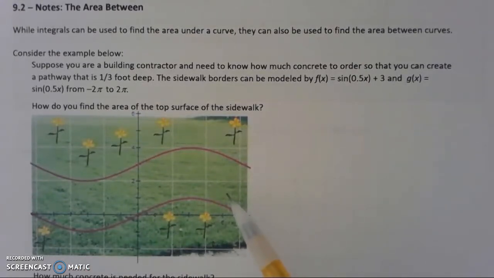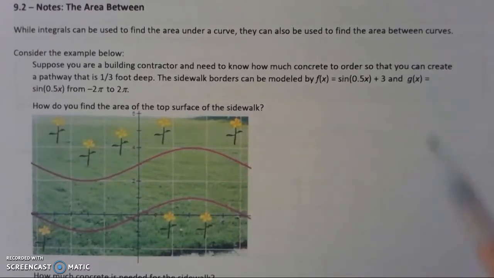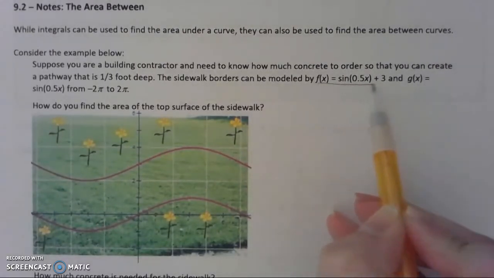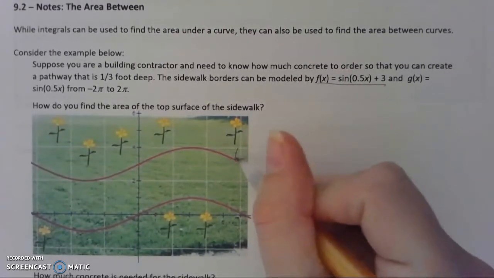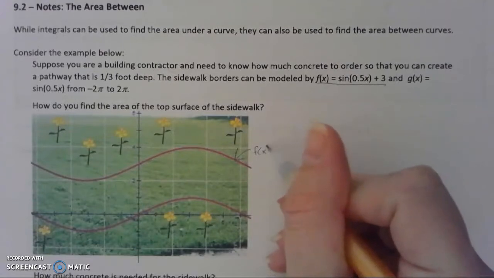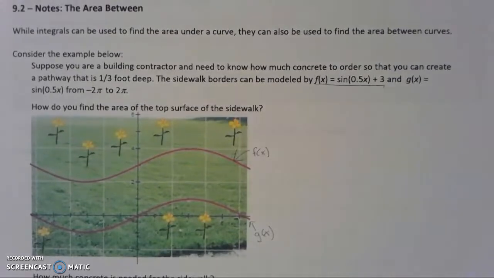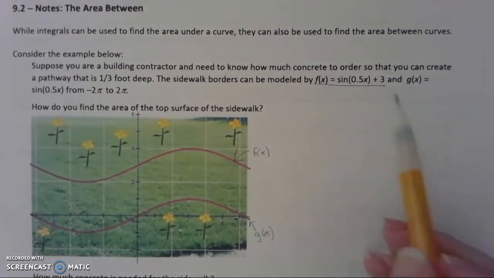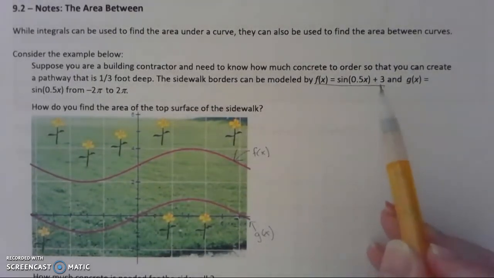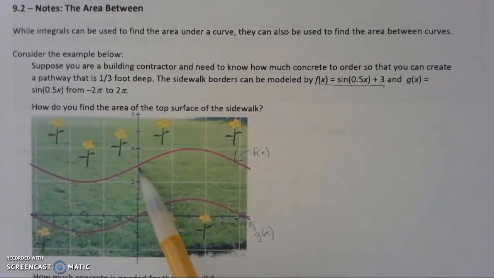First we need to make sure we understand which function is which. f of x, this function right here, is the top function. And our g of x function is this function down here on the bottom. I know that because this one has been shifted up 3 with the plus 3, so it's the sine function shifted up 3. It should be going through 0, 3 right there.